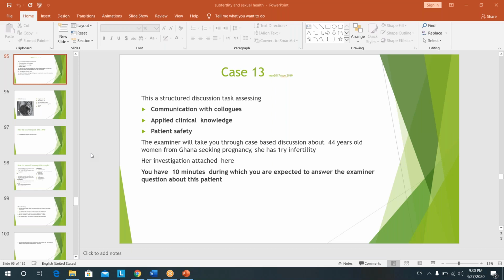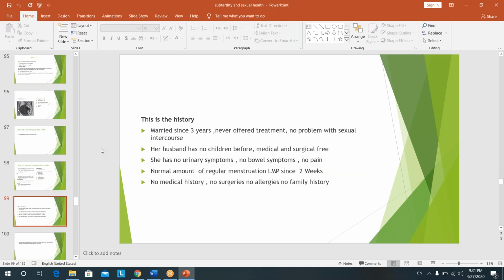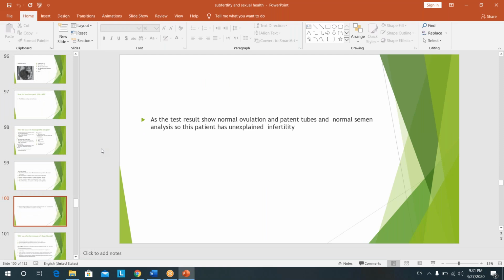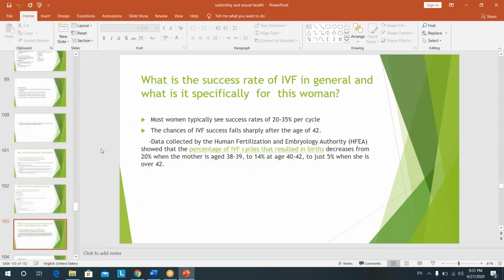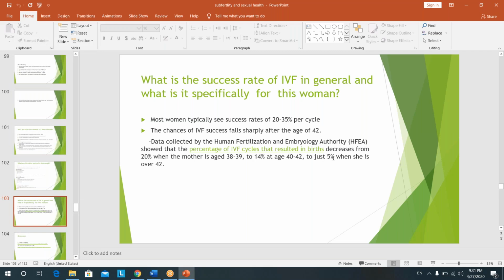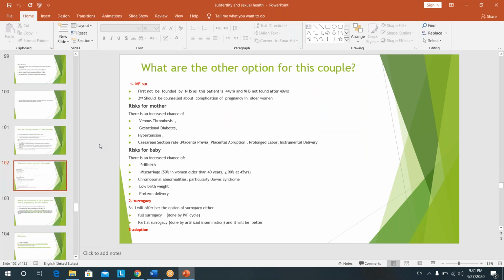So her options are 1, 2, 3, 4, and you managed to answer all the questions. When I asked you about the success rate of IVF, at that age it is less than 10%. The exact answer is 5%. And regarding the complications that may happen if this patient becomes pregnant, you also answered the question. This patient is at risk of diabetes, hypertension, and for the baby, miscarriage, stillbirth, congenital anomaly. Also this patient has the option of surrogacy.